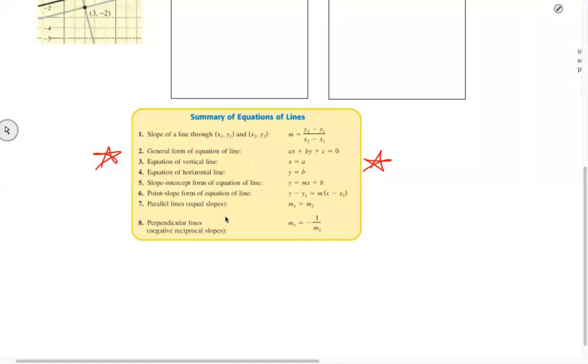Equation of a vertical line, equation of a horizontal line, slope-intercept form, point-slope form, parallel lines have the same slope, perpendicular lines have opposite reciprocals. It's like, hey, I forget what this chapter is all about. You can just look at that.